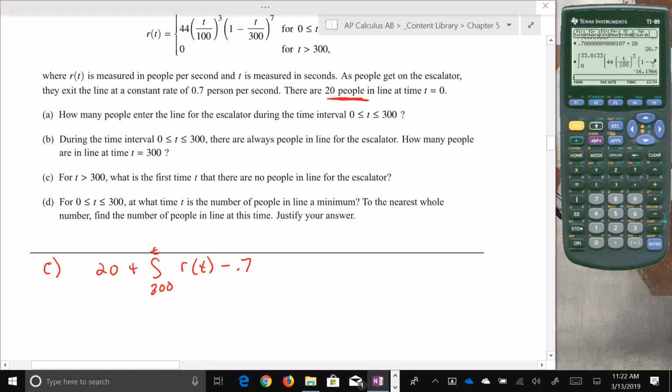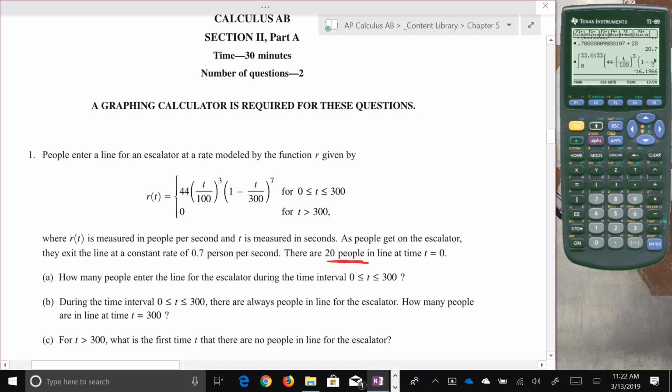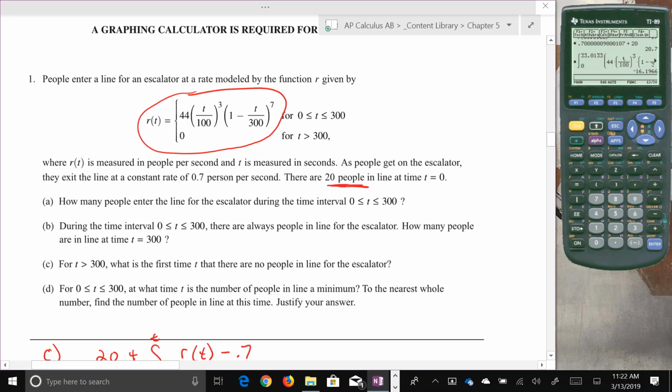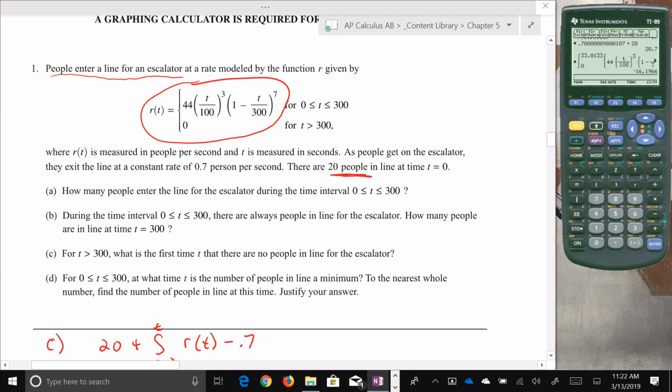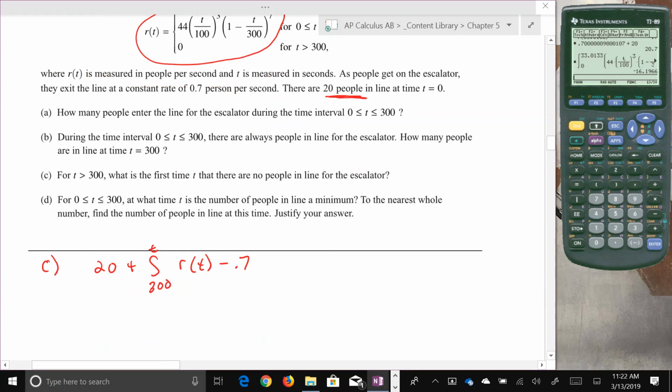Remember, you had the rate of people going in, which is this original function right here. This is the rate going in, right? Where R of t is measured in people per second, okay? And that's people entering the line for the escalator. My bad, 80, yep. We figured that out from part B. So you got the number of people at 300, okay?